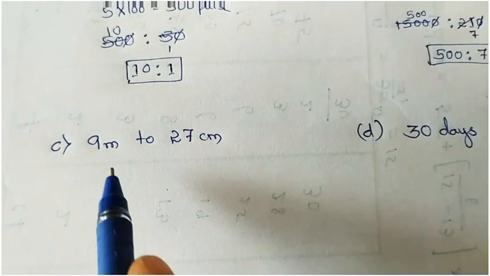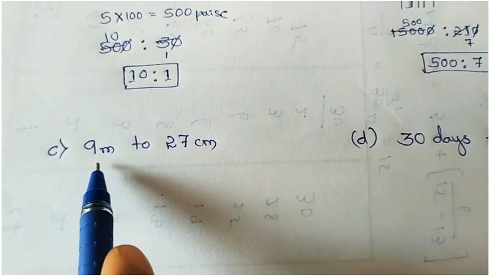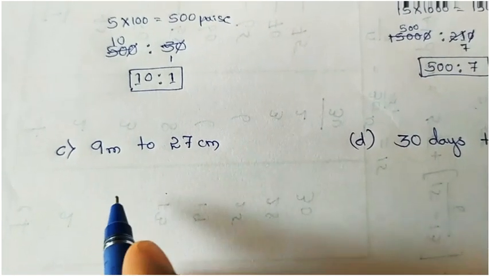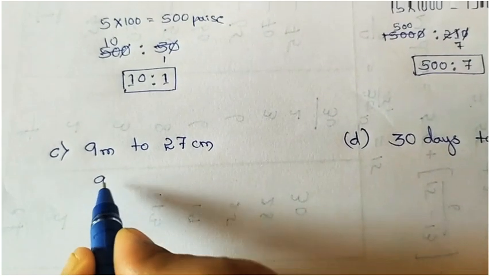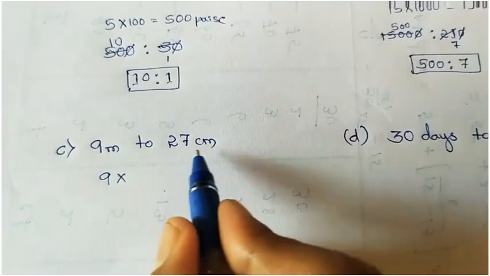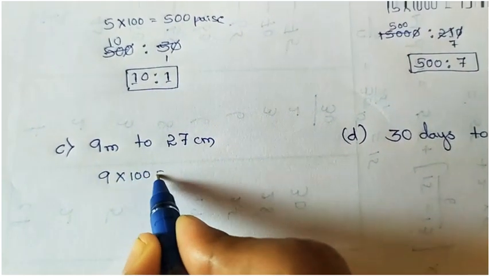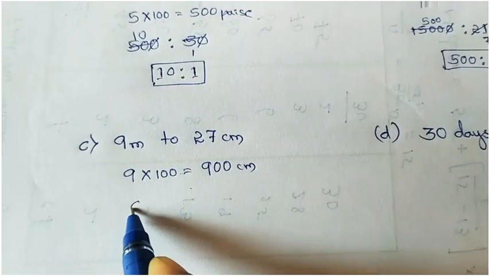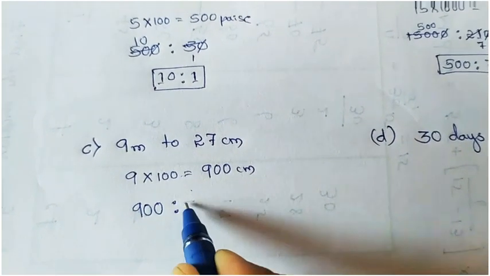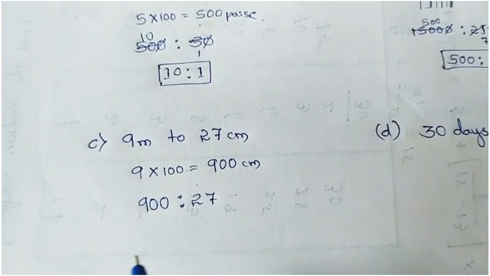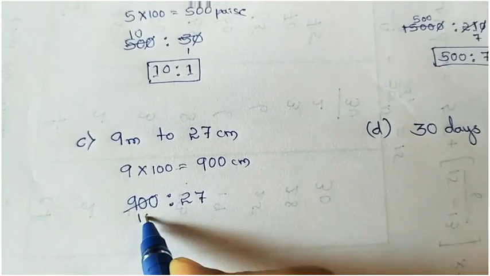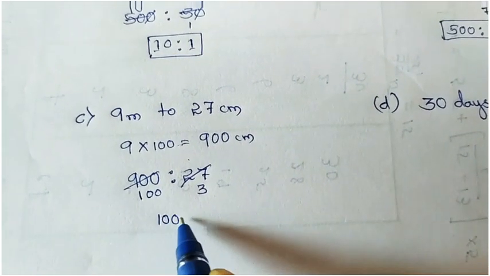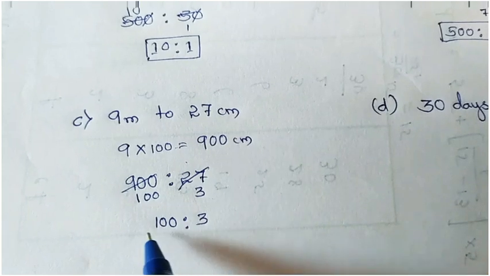Now the third one, 9 meters to 27 centimeters. 9 meters means how many centimeters? 9 into, for 1 meter how many centimeters? 100. So it will be 900 centimeters. So 900 to 27 centimeters, divided by 9 only, 9 ones are 9, 9 threes are 27. So our required ratio will be 100 is to 3.